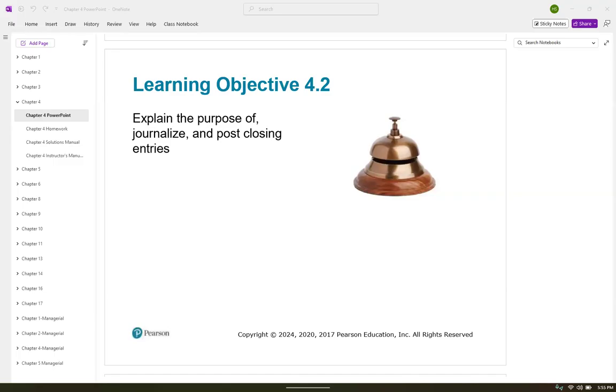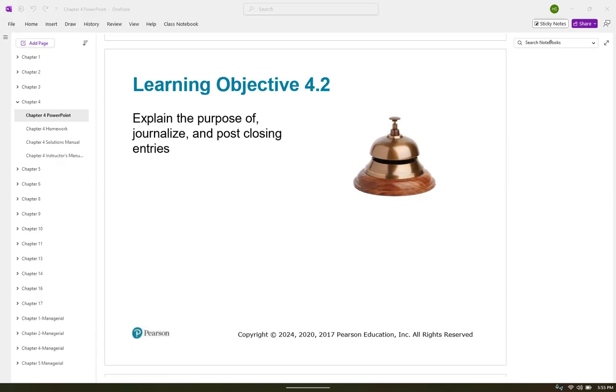All right, we're on Learning Objective 4.2. We are going to go through this objective and we're going to learn how to do the closing entries. This is your last step in the accounting process. In the previous video, I pulled up the steps. You should have those in front of you. This is the last step, okay?